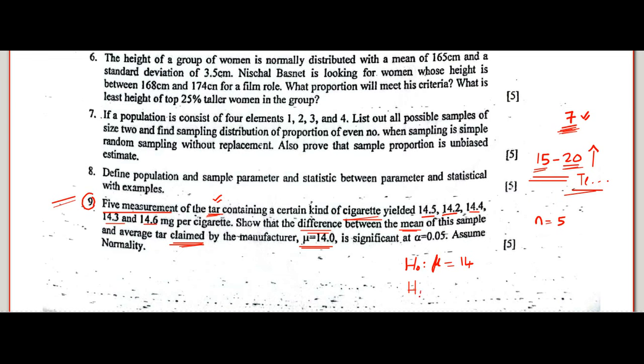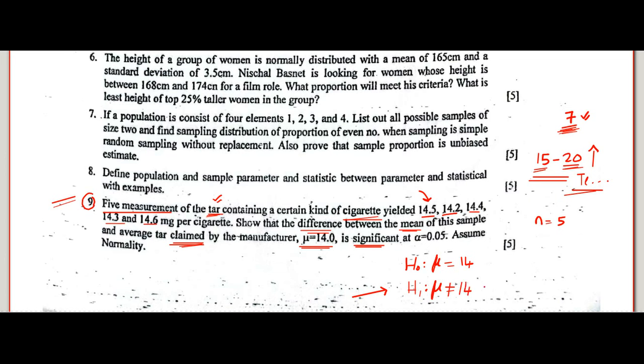So what is the alternative hypothesis? Always remember, the alternative hypothesis is the objective, whatever we are trying to prove with the help of the sample. They want to check whether the manufacturer's claim is matching or mismatching, so basically it is not equal to 14.